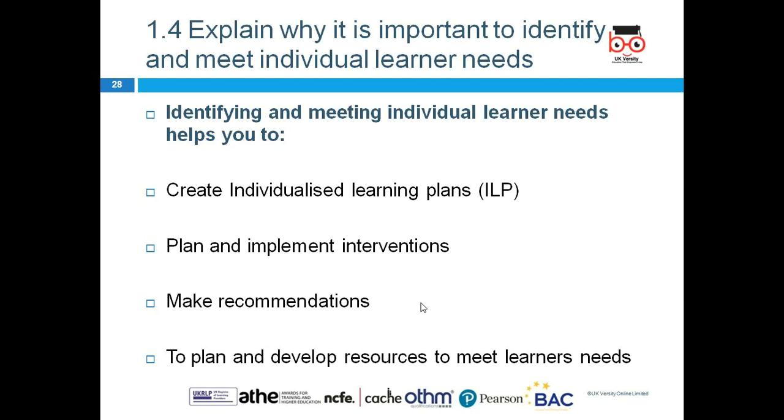You'll probably see those folders in and around the classroom. It helps you to plan and implement any intervention sessions. You can actually make recommendations. And remember, this is not just for when you're talking about a traditional teacher. You're talking about anybody that is in contact with the children, so any educator. And again, it'll help you to plan and develop any resources to actually meet those learners' needs.